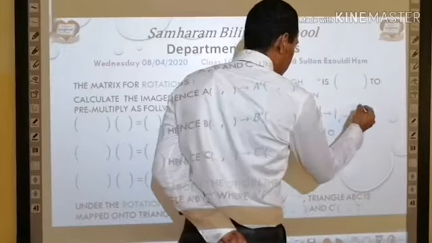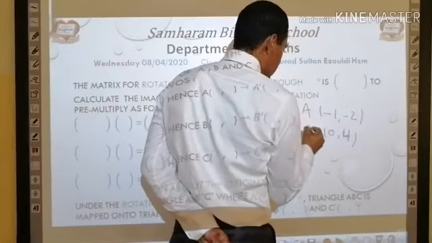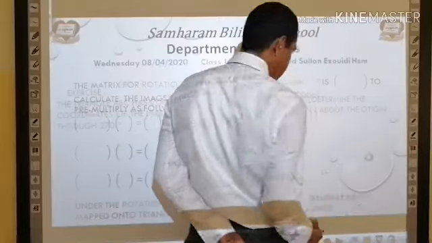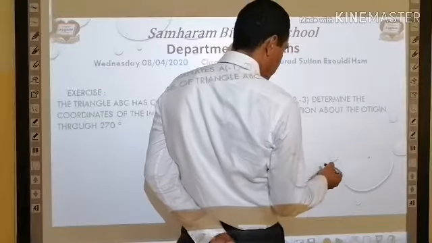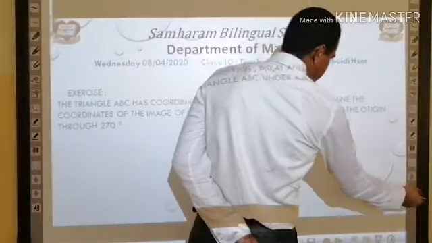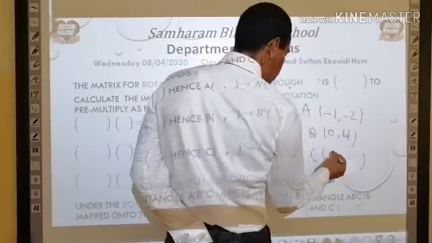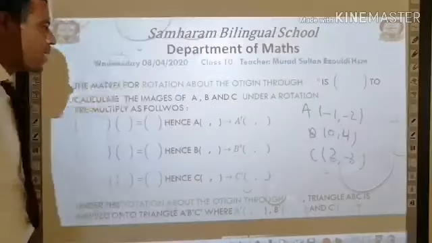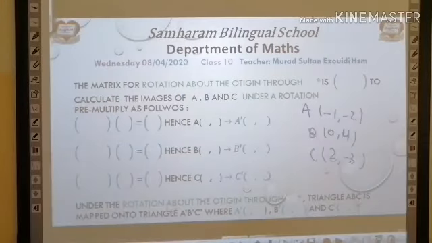Okay. This is A, this is B, and this one is C. C has coordinates 2, negative 3. So, here we have 3 points.